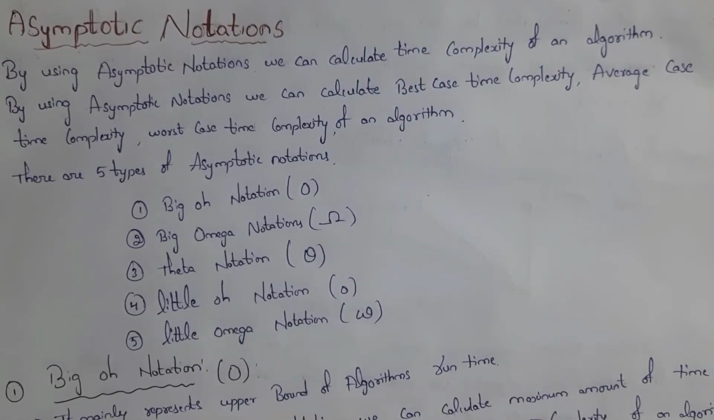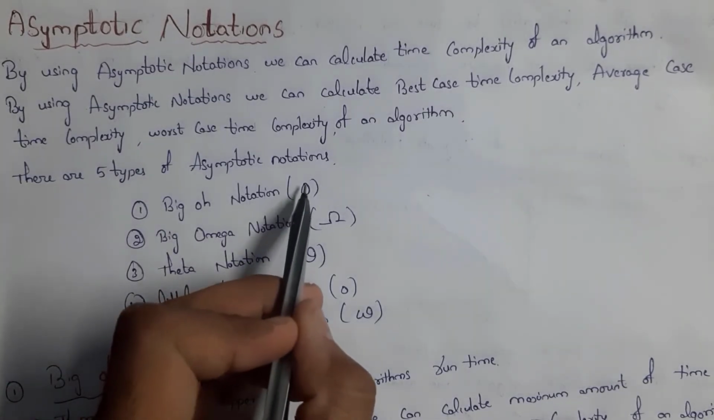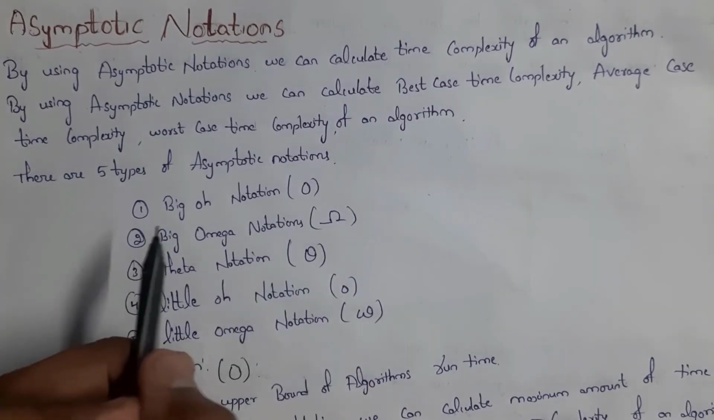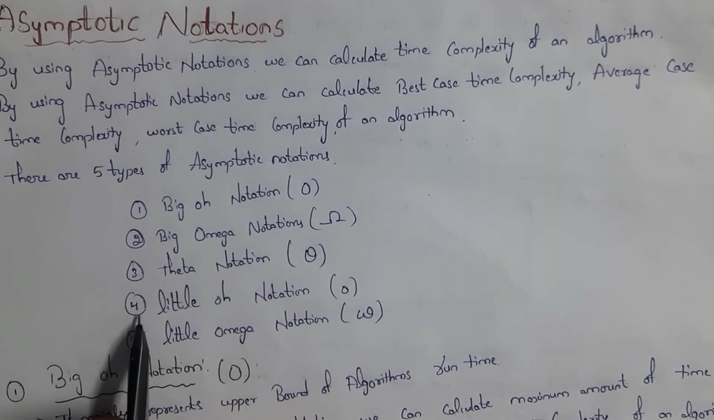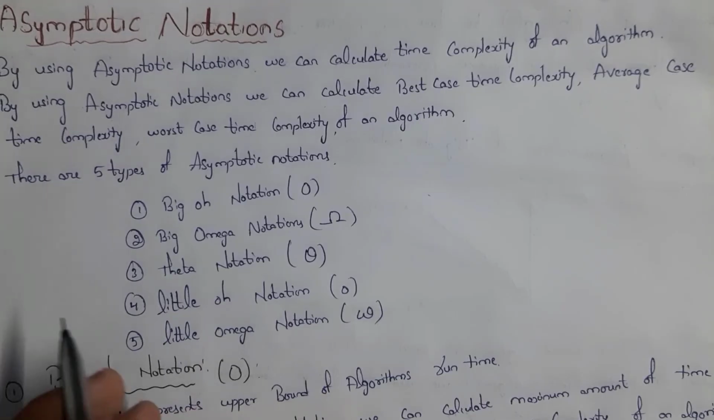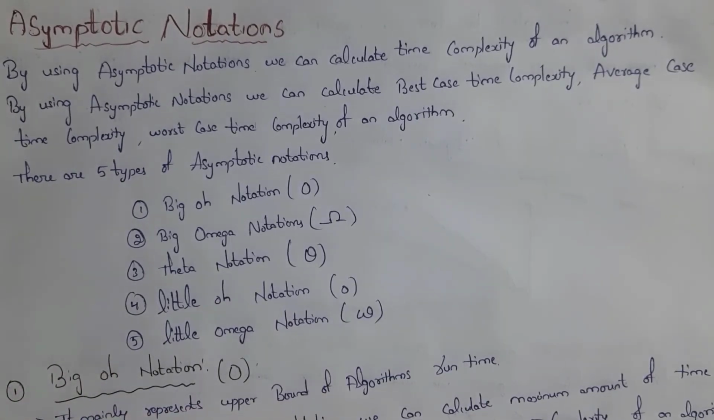Asymptotic notations are classified into 5 types. First one is big O notation. It is denoted by the capital O symbol. Second one is big omega notation. Third one is theta notation. Fourth one is little o notation, and at last the fifth one is little omega notation. I will explain each and every notation in detail.